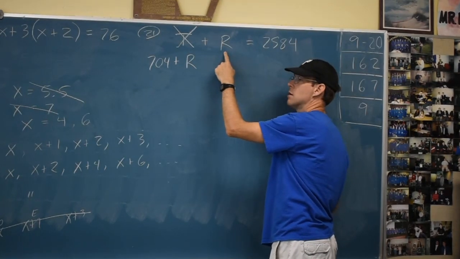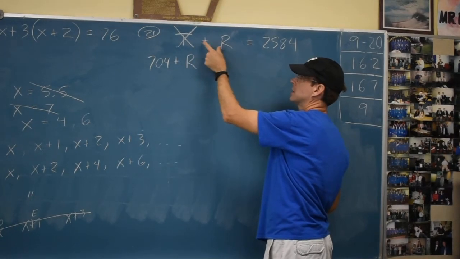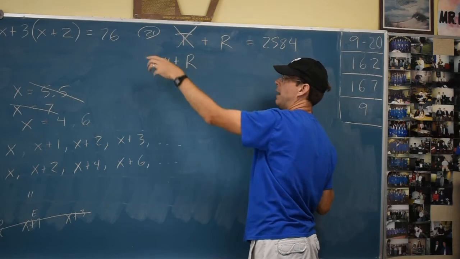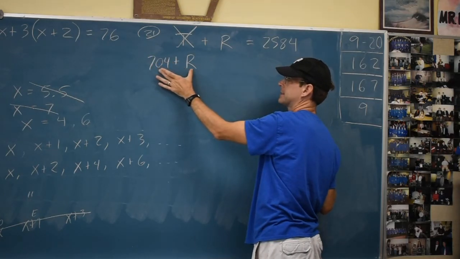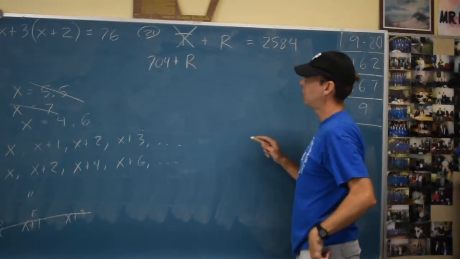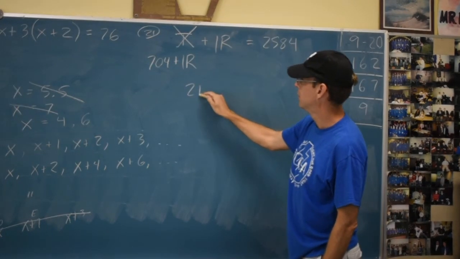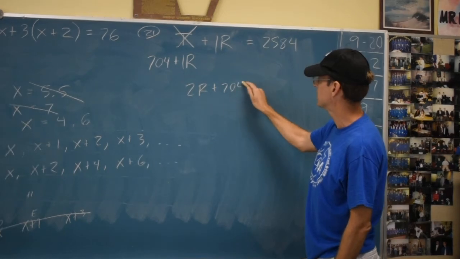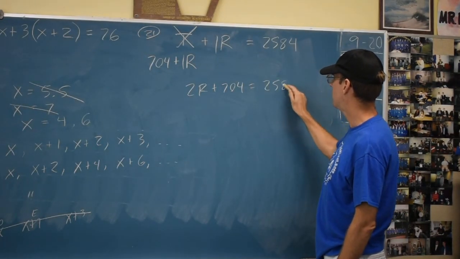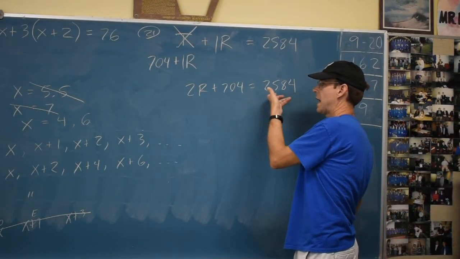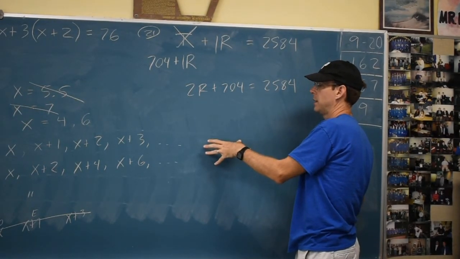But this is still here, okay? So the tuition plus the room and board had a relationship. The tuition can get thrown away in replacement for this. And now this is solvable. There's one of these here, there's one of those there. We've got 2 room and boards plus 704 is $25.84. And I'll leave that to you to go from there. Subtract, divide, figure out what it is.